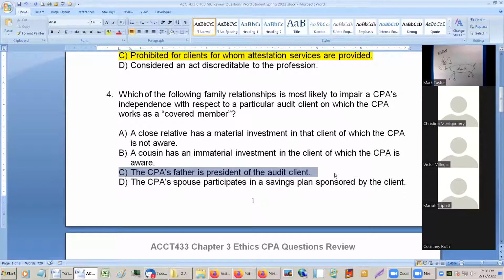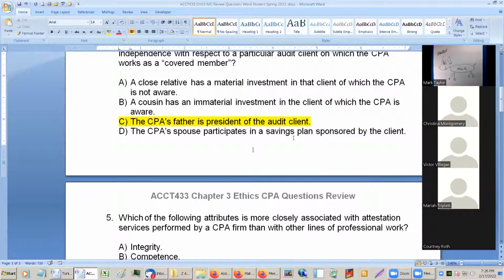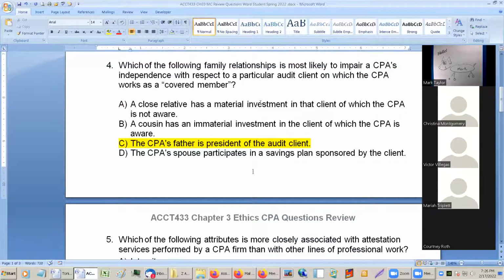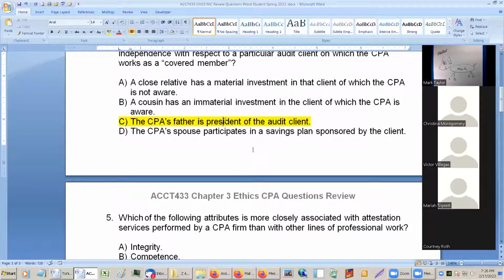Yes, this is a close family relative, and being the president, they would certainly have influence over the financial statements. They would have influence over the CFO and the controller and the treasurer.